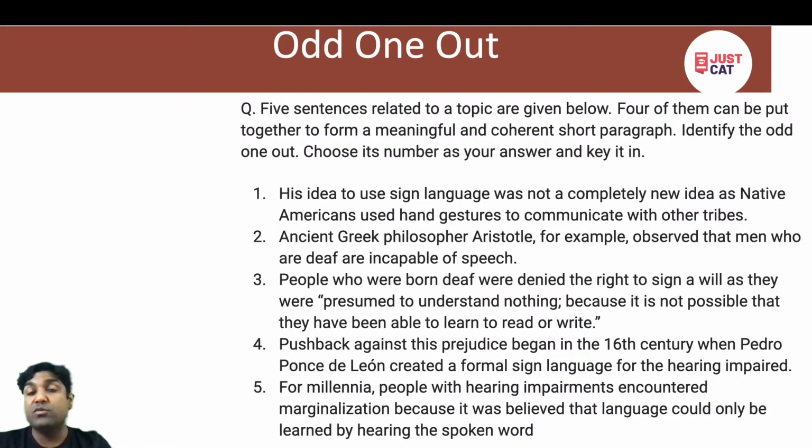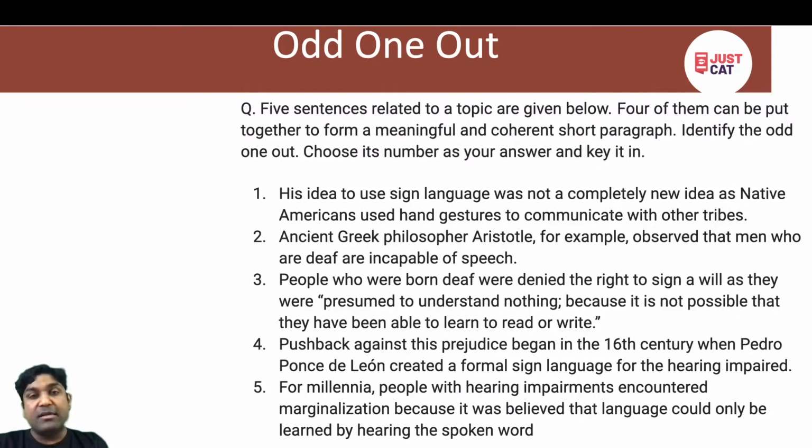So his idea to use sign language was not a completely new idea, as Native Americans used hand gestures to communicate with other tribes. So it is talking about sign language here, and it's not a new idea because earlier people who were not so trained, like the Native Americans, used to talk to other tribes, because tribal languages are again very distinct. They look all the same, but language wise the language is very different.